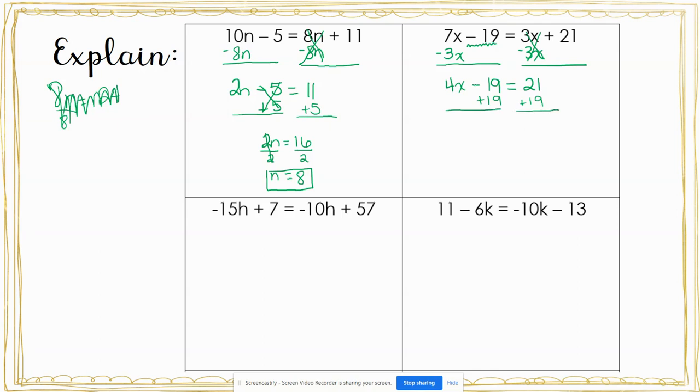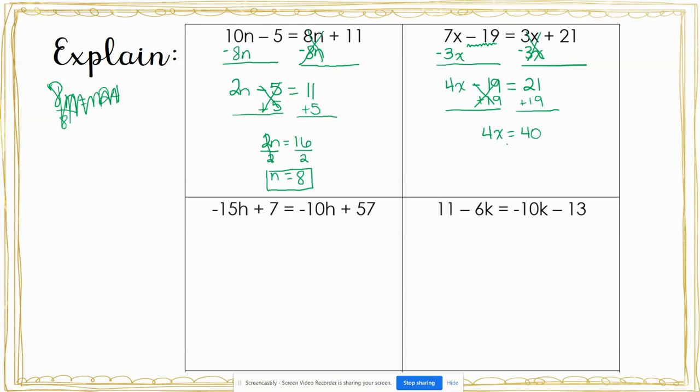This works because if I have a negative 19 plus 19, that's 0. So those will cancel each other out. I'm going to bring down my 4x and my equal sign. 21 plus 19 gives me 40.